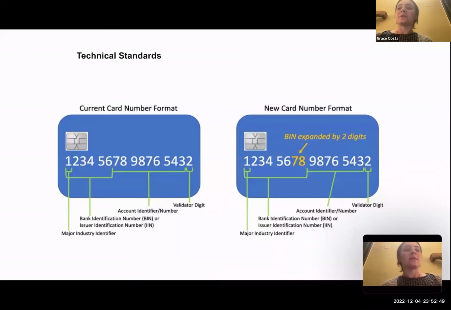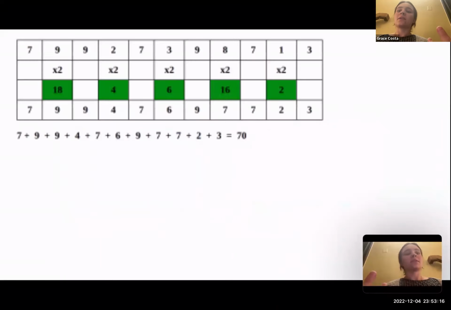And I'm going to talk about the technical standards for credit cards in the lesson, how there are different aspects that have different meanings, and the validator digit is what is used in the Luhn algorithm. So essentially, all the digits prior to the validator digit are combined in a specific way using modular arithmetic, and then they should come out to equal the validator digit. And if they don't, it's an invalid credit card number.